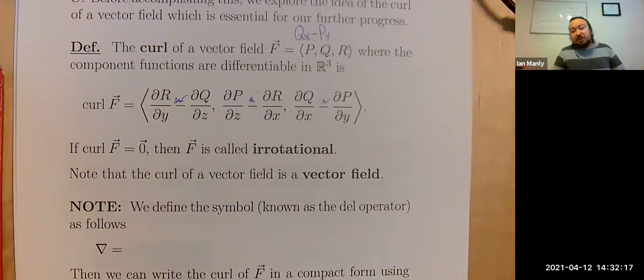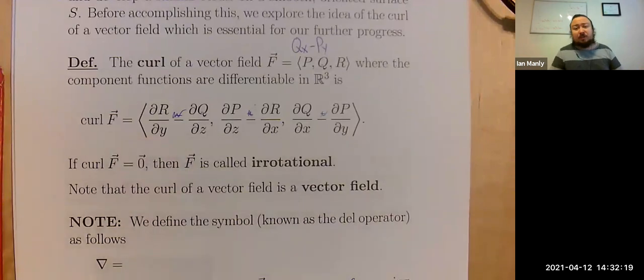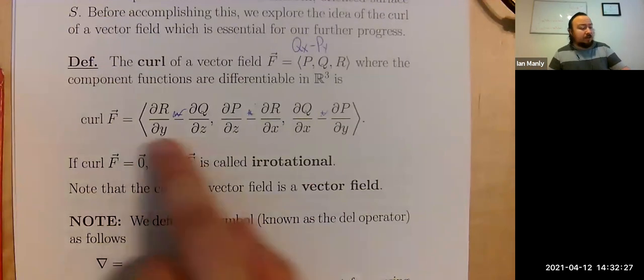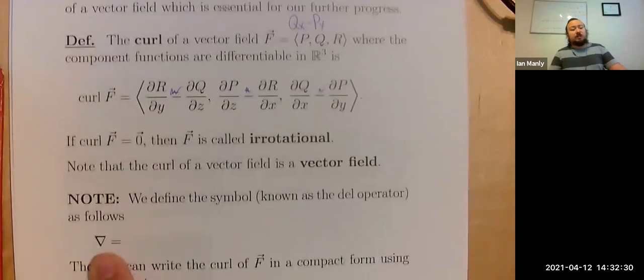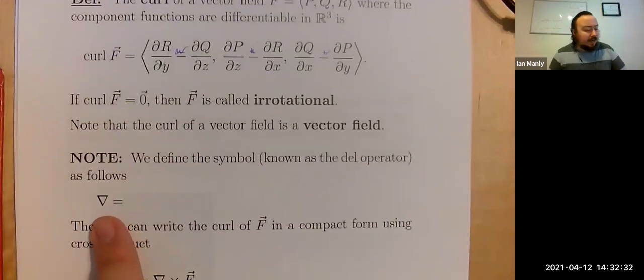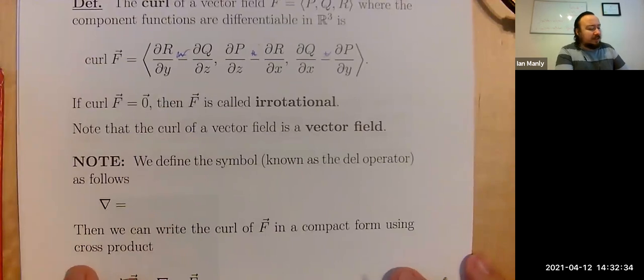Okay, now I just claimed that there was a way we can get around memorizing this, and I'm all for not having to memorize stuff. I'm really bad at that. So how are we going to do that? Well, there's another way that we can compute the curl besides this formula, and it involves what's called the del operator. What on earth is the del operator?